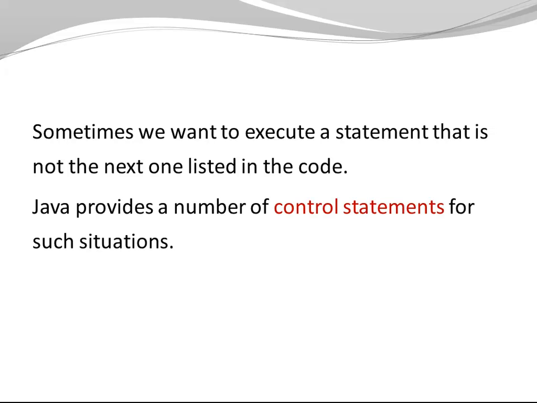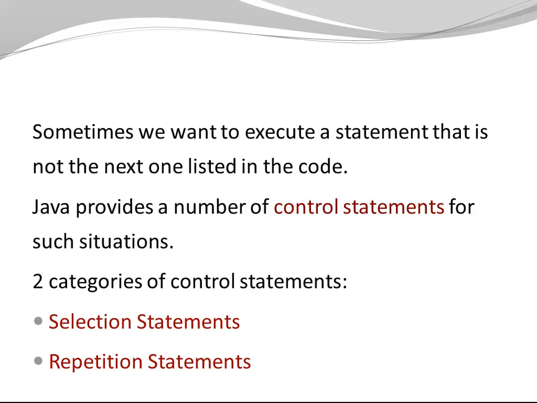Java provides a number of control statements for such situations. There are two main categories of control statements: selection statements and repetition statements. Selection statements allow us to make a choice and take one path or another, or maybe one of multiple paths. Repetition statements allow us to do something over and over again. For now, we're going to focus on the selection statements and in particular on the simple if statement.